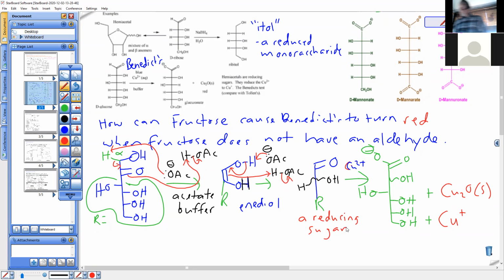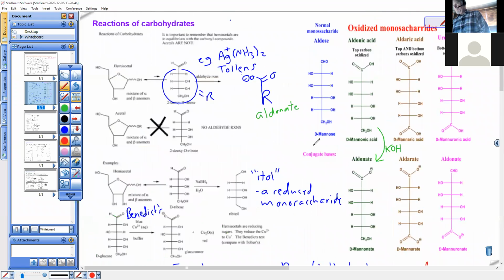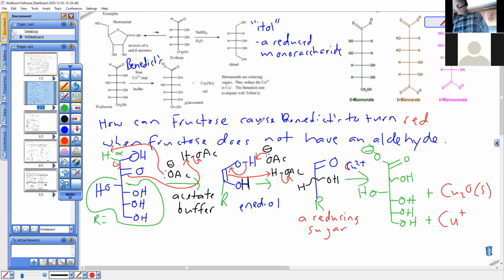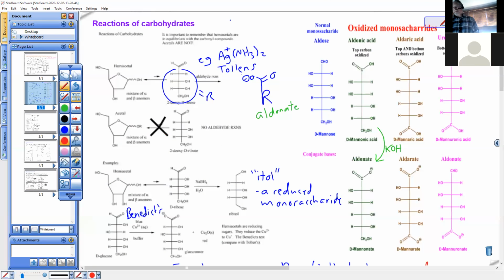So what are reducing sugars? This page is getting kind of full. It's going to be real tiny if I add more stuff to the bottom. Reducing sugars, I'm saying it orally, are sugars that can cause other chemicals to become reduced, as their name implies. We just learned that hemiacetals, by themselves, can't do the reduction, but they're in equilibrium with the open form, which can do the reduction.